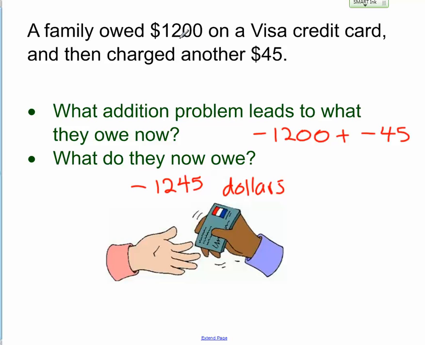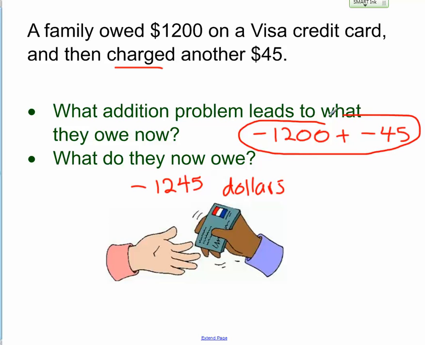And then we just did a lot of practice problems. A family owed $1,200 on a Visa credit card, and then they charged another $45. So that means they had Visa pay for that item, and they owed that money to Visa. So you wrote an addition problem to represent this.